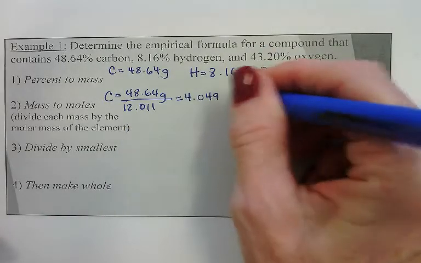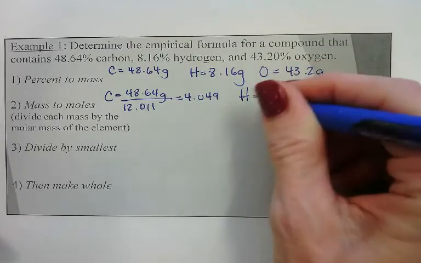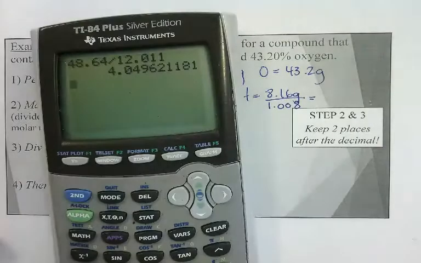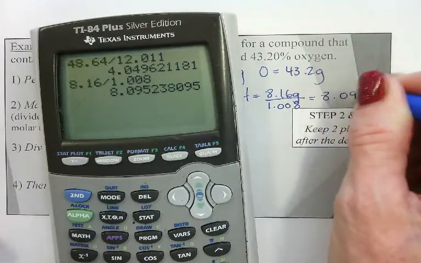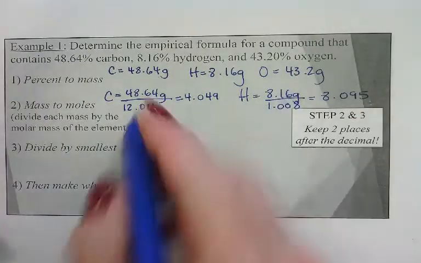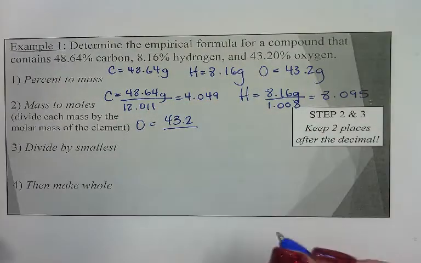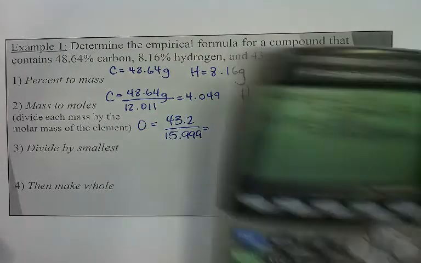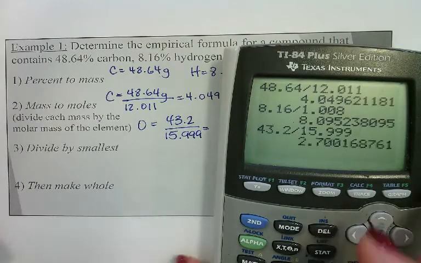Okay, next, hydrogen. We're going to do the same thing for hydrogen. 8.16 grams divided by the molar mass of hydrogen, which is 1.008. It's 8.095. And finally, we're going to do oxygen. Oxygen, 43.2 divided by the molar mass of oxygen, 15.999. 2.700.